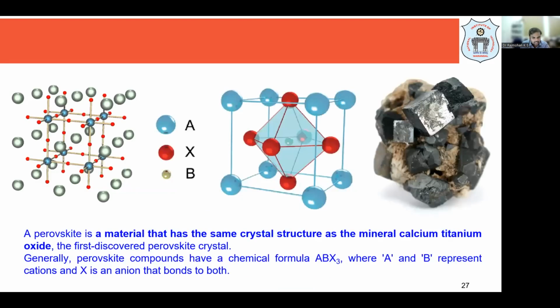It is nothing but a material that has the same crystal structure as the mineral calcium titanium oxide, which is the first known perovskite crystal. You can see the crystal structure. There are three components here, A, B and X. Generally these perovskite compounds have a chemical formula of ABX3, so there are three X atoms. A and B are cations, and X is an anion that bonds both cations A and B.